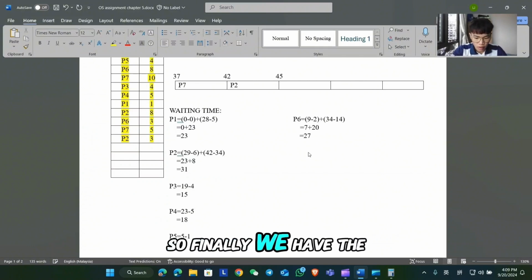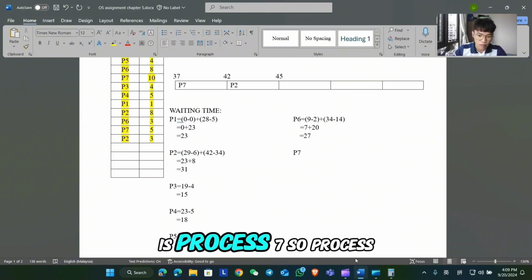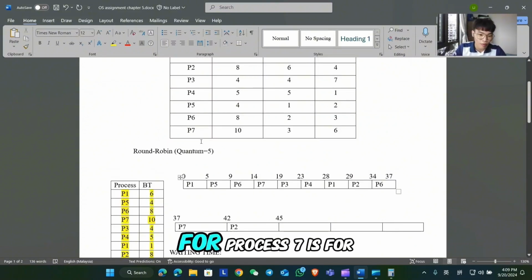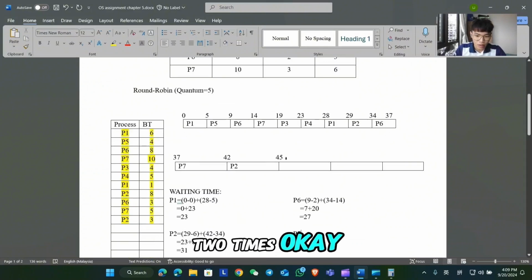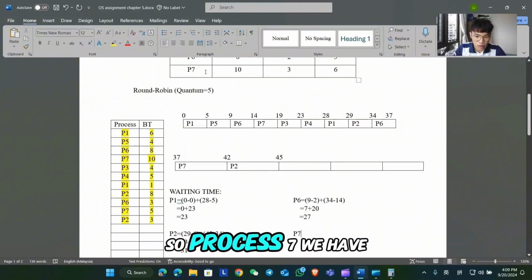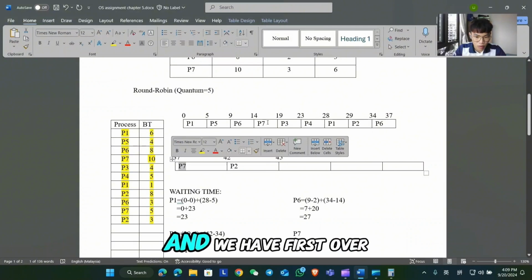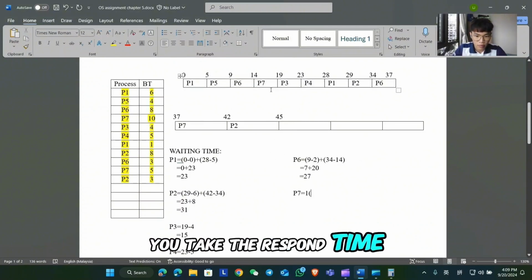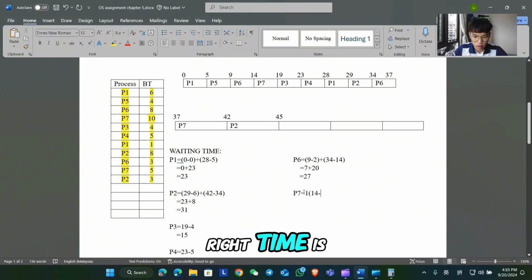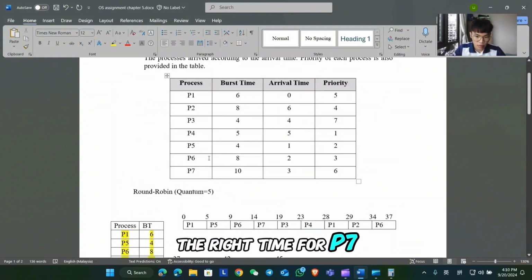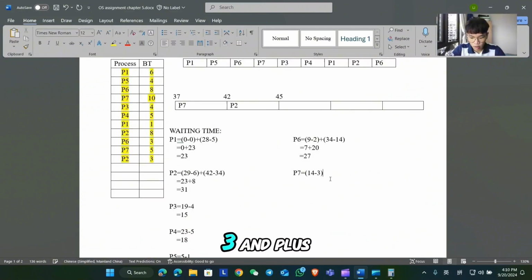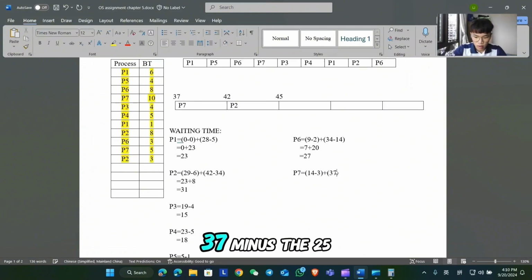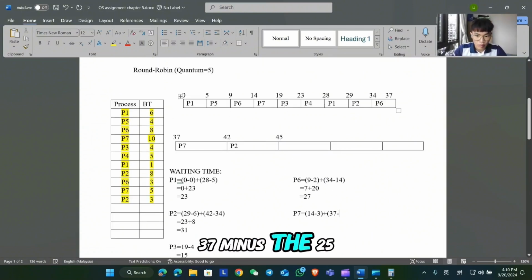So finally, we move to the last one, process 7. For process 7, the burst time is 10. So we can guess the CPU executes process 7 two times. We see on the Gantt chart, process 7 has the first time over here and the second time over here. So the response time for P7 is 14 minus the arrival time, which is 3, so 14 minus 3, plus the second response time, 37 minus the P25.